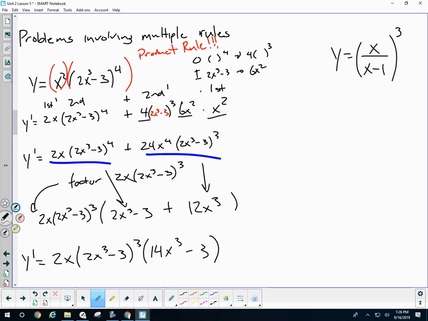Okay, so that was one way that multiple rules kind of pop up. Is product rule first, chain rule inside the product rule. The second one, we have a chain first, but we have a quotient inside the chain. What do I mean by that? For the second one, I am thinking of my outsides and insides right off the bat. My stuff cubed is the outside, but it's the inside that is a quotient. And when I take the derivative of the inside, I must use the quotient rule. Let's see if we can do that.